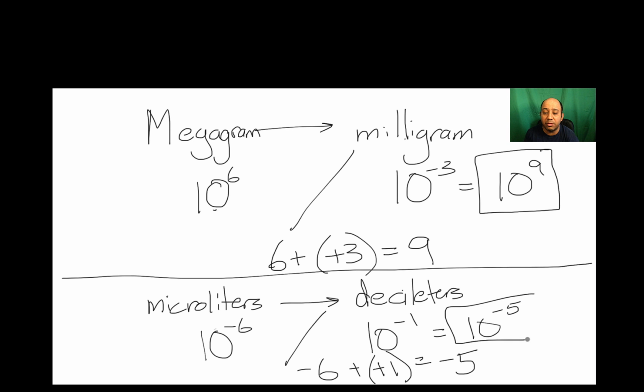Notice the number is smaller than 1. So it's getting smaller. Well, when you go from microliters to deciliters, the unit's actually getting bigger. So the multiplication conversion is getting smaller.